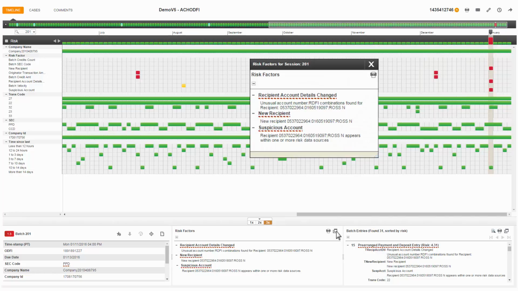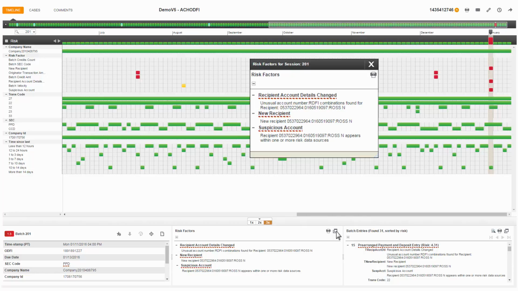Risk factors are specific areas of risk that Guardian Analytics has flagged for you in the batch and batch entries. The first risk factor, recipient account details changed, tells me that Ross Nicholson is an existing payee for this originator. But in this batch, either there's a change in his RDFI number or a change to his account number, or both. The second risk factor is new recipient.